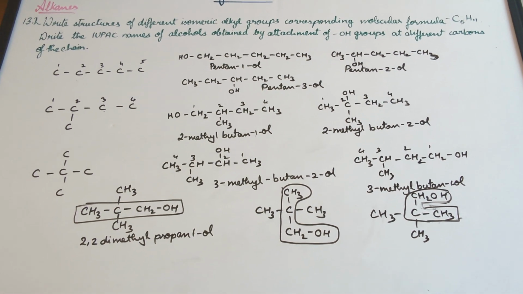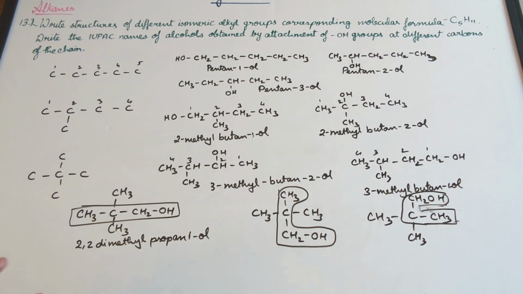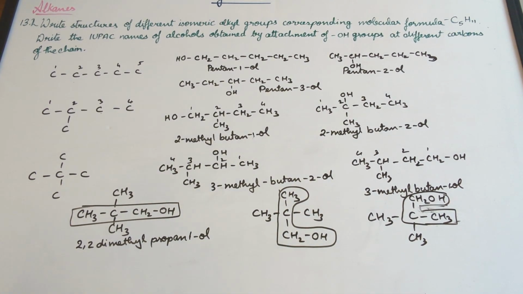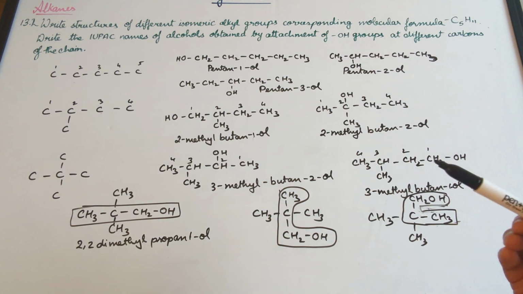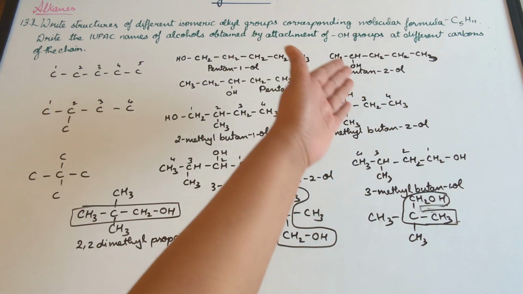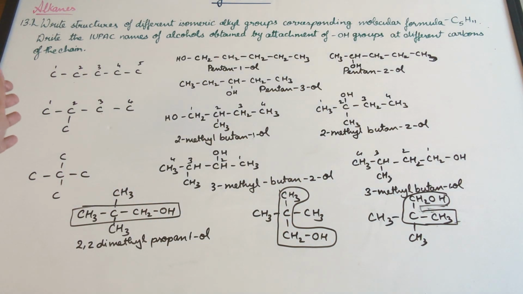So with that, we're done with answering this question. What they asked us was to draw the different isomeric alkyl groups corresponding to the molecular formula C5H11. So that's what we did over here. However, you could fill in the hydrogen atoms to denote that an OH can get attached at that particular position in each of these cases. And then what we did was, we basically attached the OH group at various positions in this chain. And with that, we're done with this question.